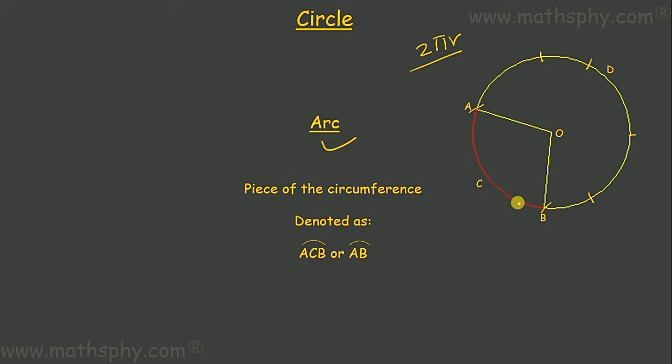This red piece, we call it arc ACB or arc AB. We write ACB and put a hat on top of that. Or we can call it just AB, and we put a hat on top of that. So if we just write AB, it doesn't mean we are talking about the arc. But if we write AB and then put a hat, then we are talking about the arc. This will be read as arc AB, not just AB.